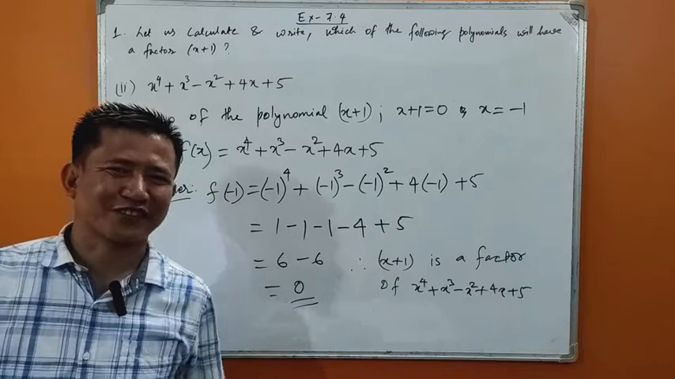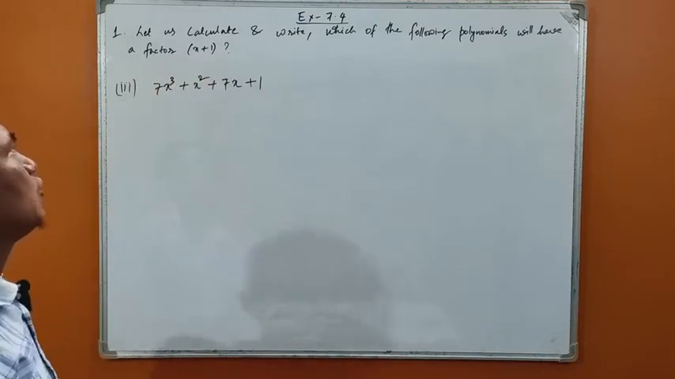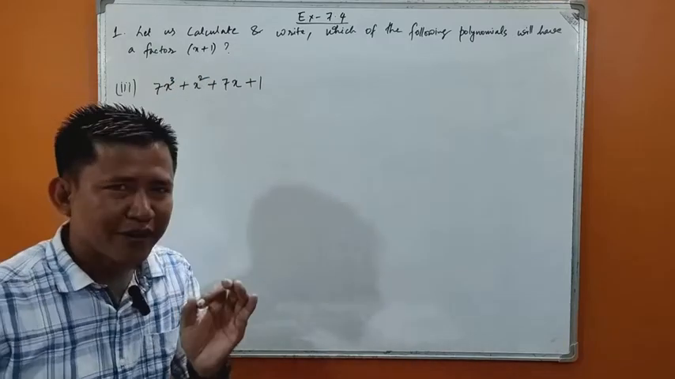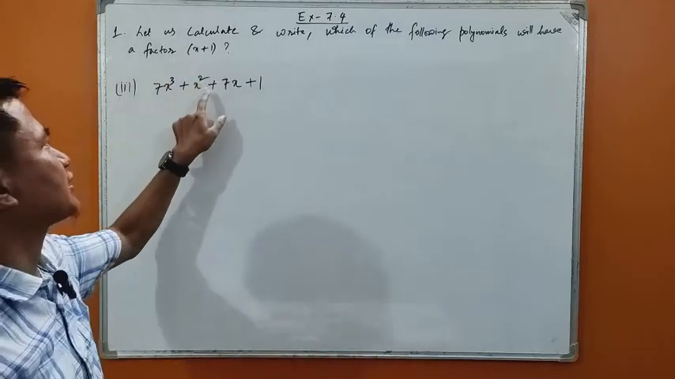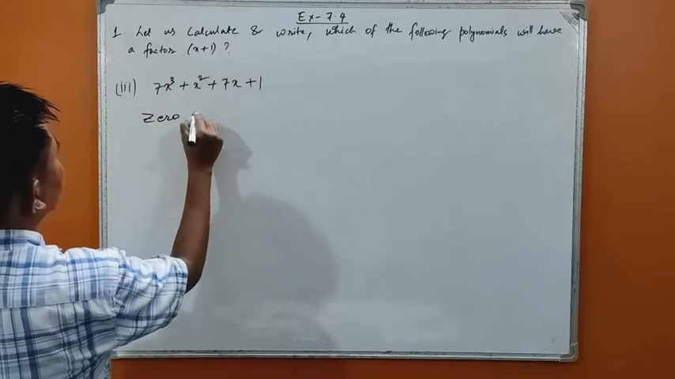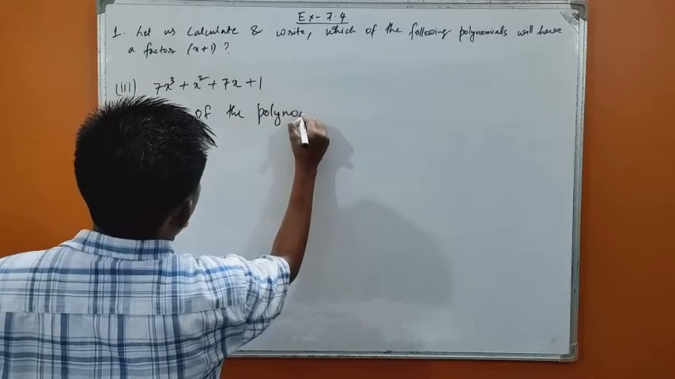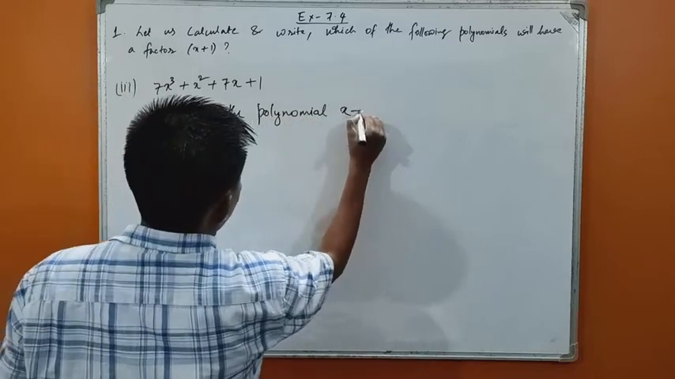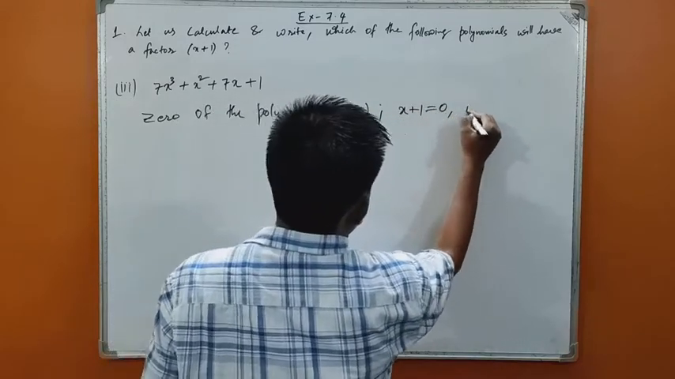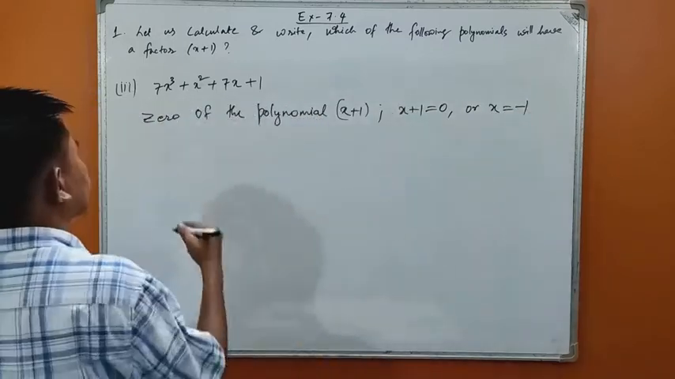Now let's go for question number 3. Let's check whether x plus 1 is a factor of this expression or not. What we do is we divide this expression by x plus 1 and see if the remainder comes 0, then we can say x plus 1 is the factor of this expression, isn't it? So the zero of the polynomial: x plus 1 equals 0, or x equals -1, isn't it? Plus 1 we take to the right hand side becomes minus 1.